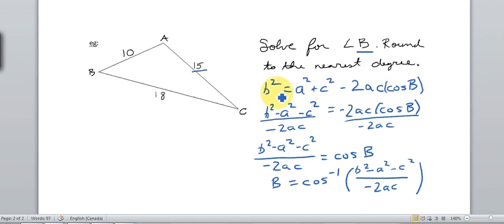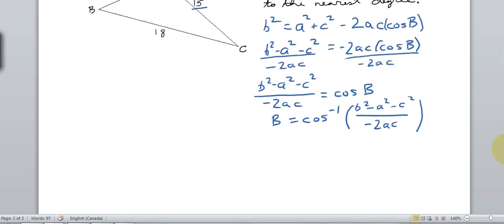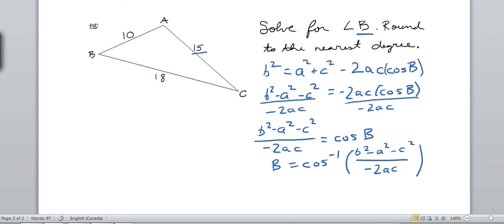So let's take a look at the goal for a second. We haven't written down our known values yet. Okay, so we know that the side opposite b is going to be called b. So side b equals 15, a equals 18, side c equals 10, and those are our known values. Okay, so let's plug some of those numbers in. Let's stay in red here.